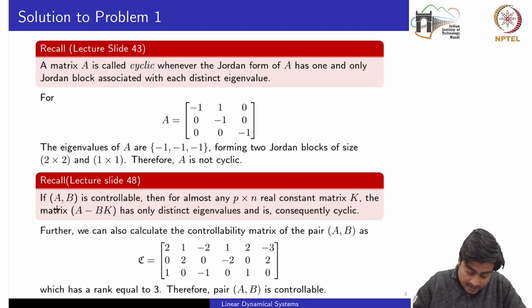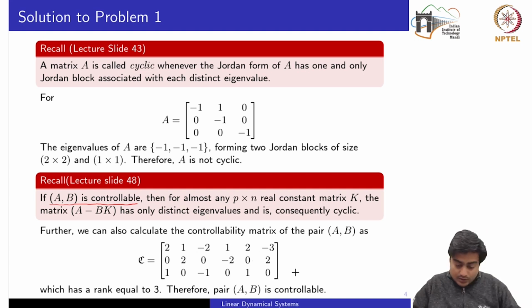Now the second result says that if the pair A, B is controllable, then for almost any p cross n real constant matrix K, the matrix A minus B times K has only distinct eigenvalues and is consequently cyclic. So first of all, we need to check the controllability of the pair A comma B, and we can do this by first computing the controllability matrix and then finding out the rank of that controllability matrix, which happens to be 3 here, which is equivalent to the dimension of the A matrix. So we ensure that the pair A comma B is controllable.